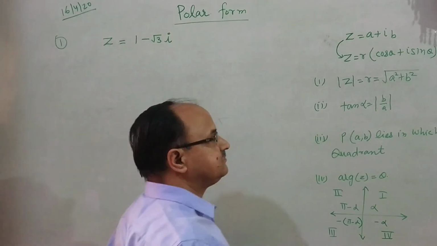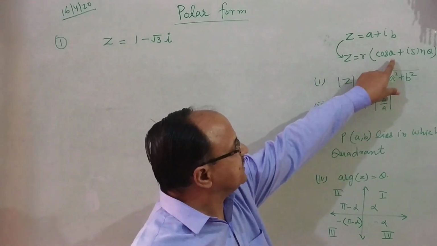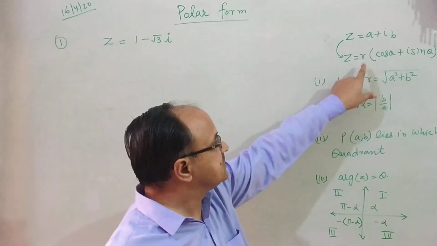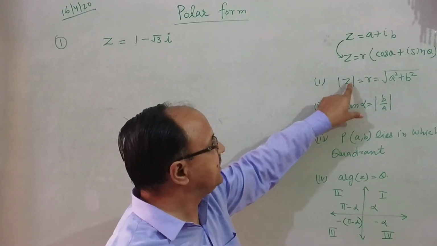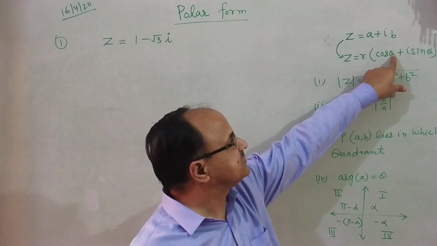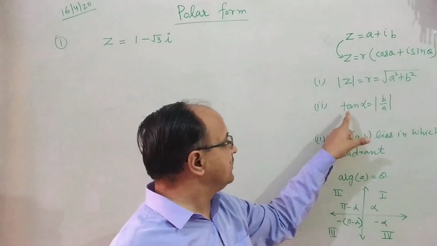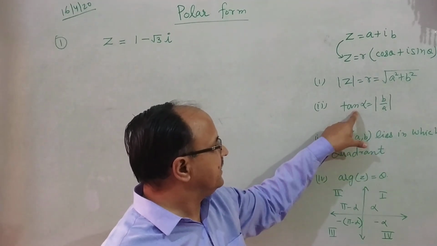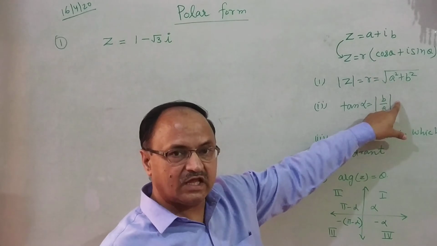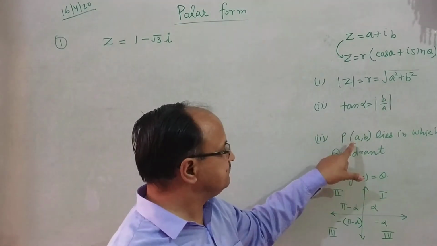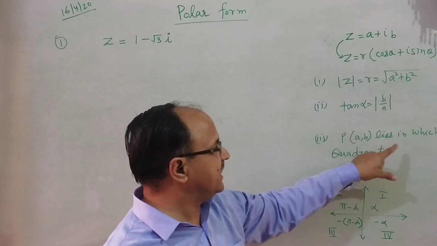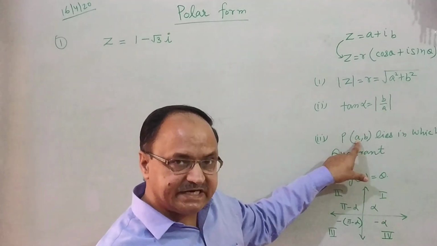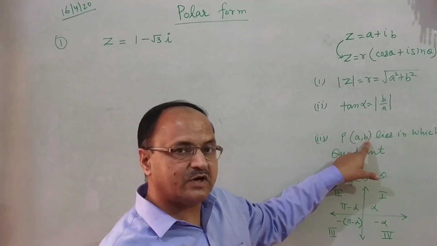This is polar form: R cos theta plus iota sin theta. Here R is the modulus. With the help of this formula you can find R, and this is theta. Theta you can find with the help of this. Firstly you find tan alpha is equal to mod of b by a. After that, check in which quadrant your point A, B lies. A is the real part of Z and B is the imaginary part of Z.